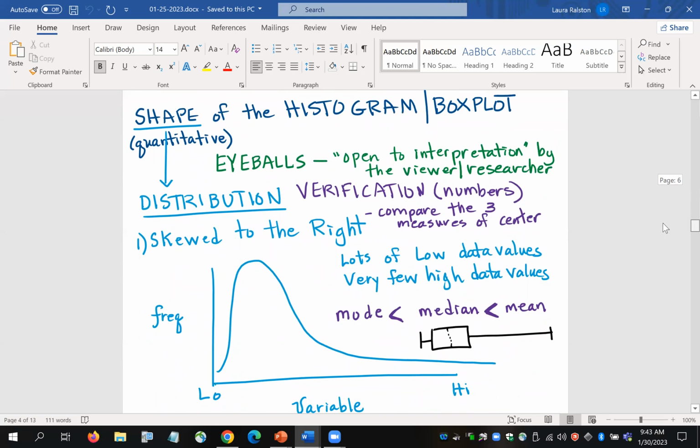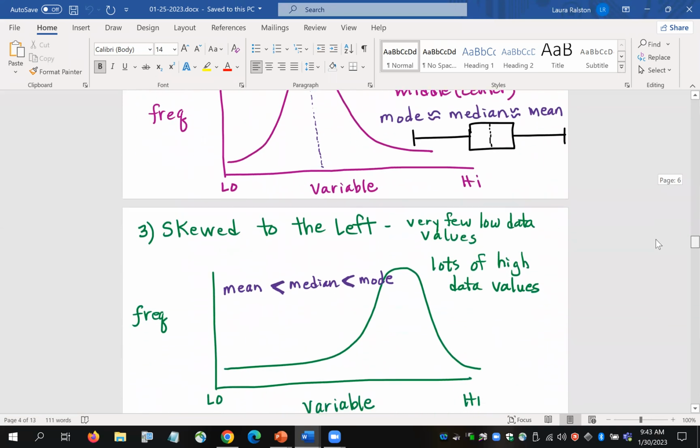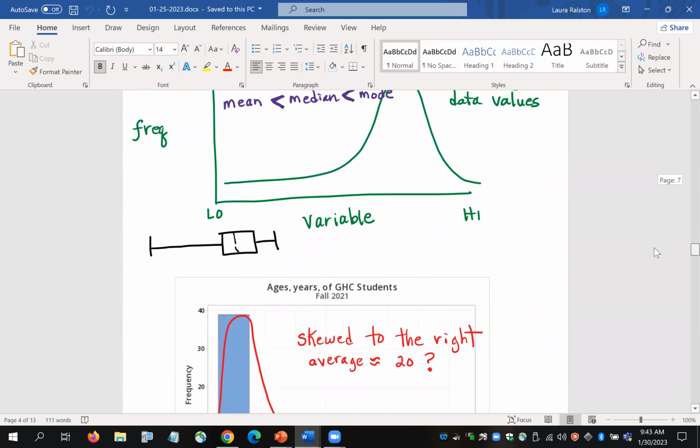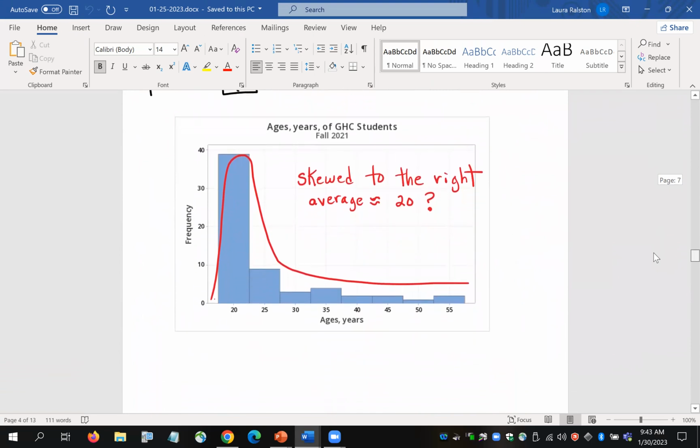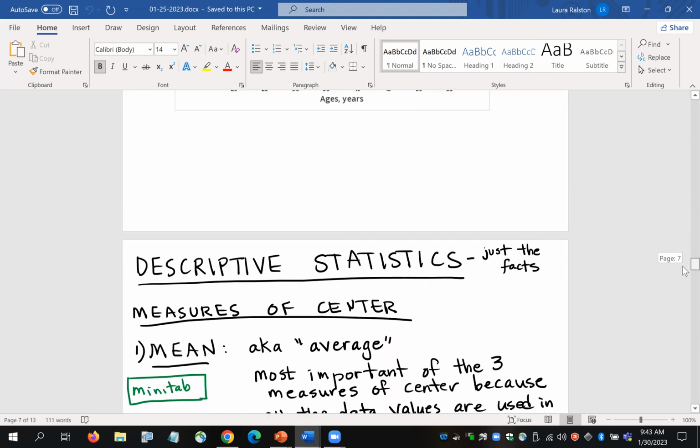There were 3 distributions we considered: skewed to the right, symmetric, and skewed to the left. Here's where we created it in Minitab, and I'll walk back through that in just a minute. We estimated that since most of the data values were in this bar around 20, the average is somewhere around 20. But even then, we still have not answered the question.